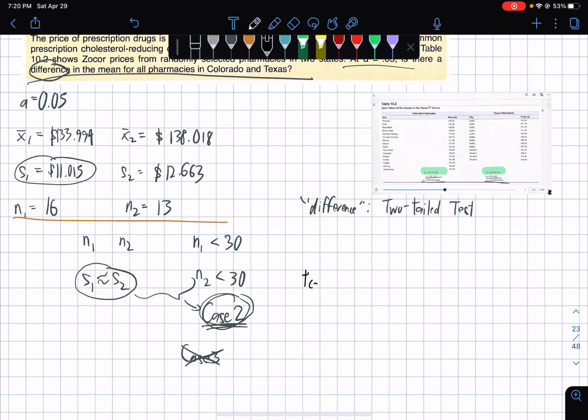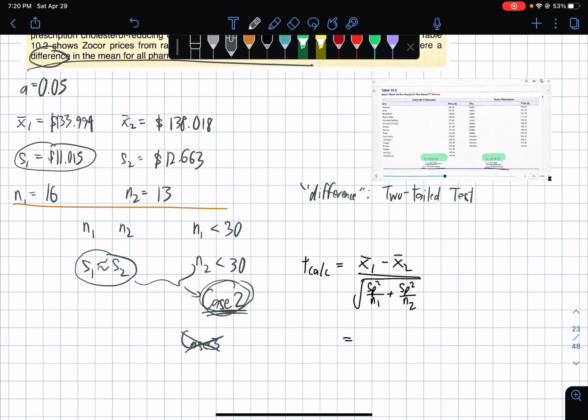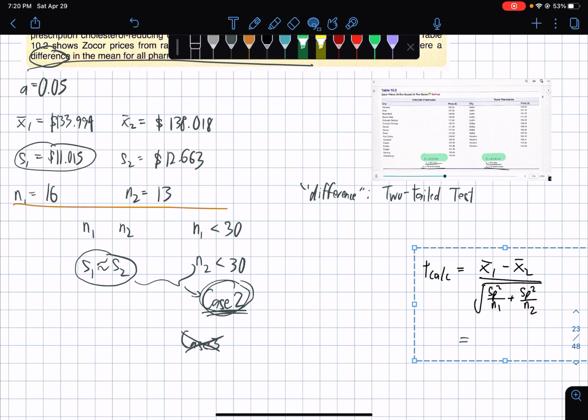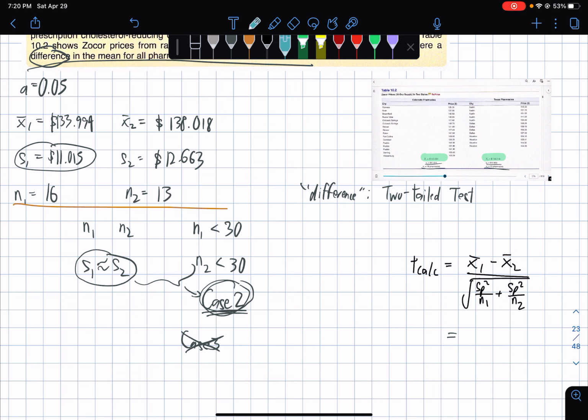Let's rewrite it. t-calc is equal to x bar 1 minus x bar 2 divided by the square root of sp raised to 2 over n1 plus sp raised to 2 over n2. So let's start substituting the values. Oh wait, by the way, before we do that, I'm so sorry. Let's try the first step first.